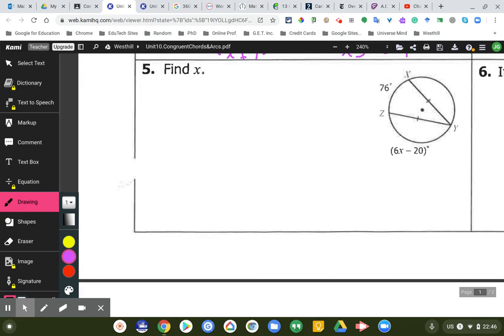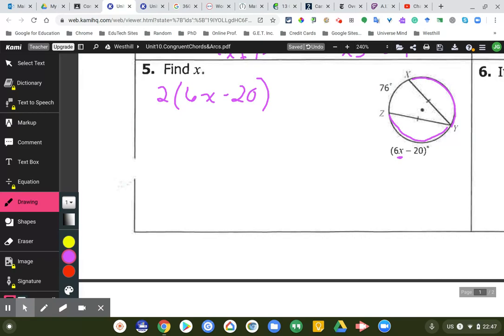So, this one says, find x. Well, notice x is over here in this little right there, 6x minus 20. You're probably already figuring out, okay, that we have to do this here. This side is equal to this side. Well, that came out pretty good, right? So we have two sides of 6x minus 20. So we're going to write 2 times 6x minus 20.